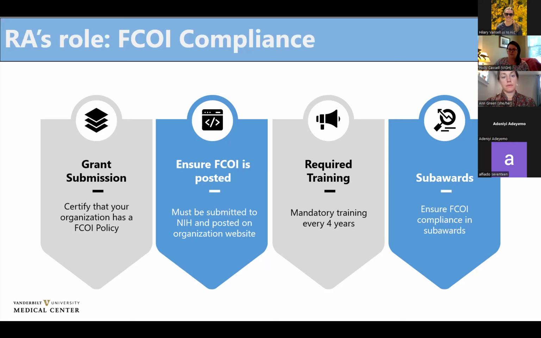You may also be responsible for ensuring investigators receive training about your organization's financial conflict of interest policy. The general rule of thumb and guidelines is every 4 years. You may be asked to develop the training or track the training for your teams. And then also you need to ensure that you are familiar with the financial conflict of interest in your subawards. Know through each subaward which organizational policy that subaward applies to.